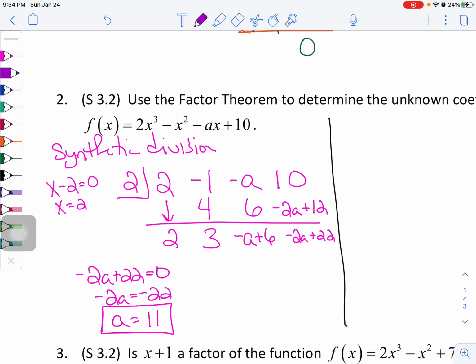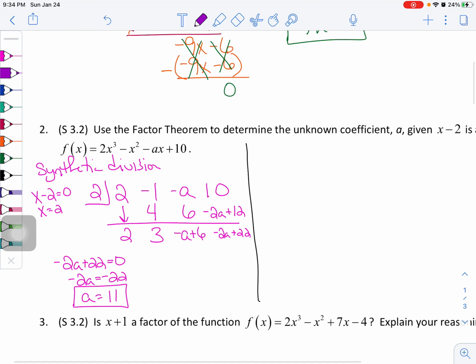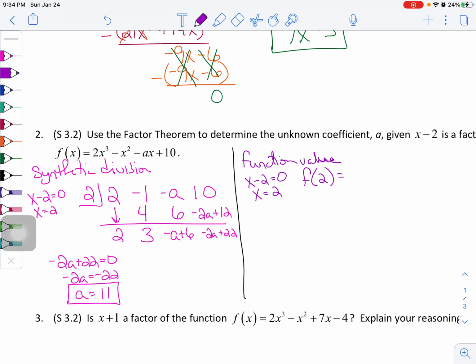But I said there was two ways to do this. Synthetic is just one way. The other way is using your function value. Okay. So for the function value, we're going to start with the same thing. We're going to take that factor of x minus 2, set it equal to 0. X is 2. And what we want to do is figure out f of 2. So every place I have an x, I'm going to replace it with a 2. Be careful with the a term.